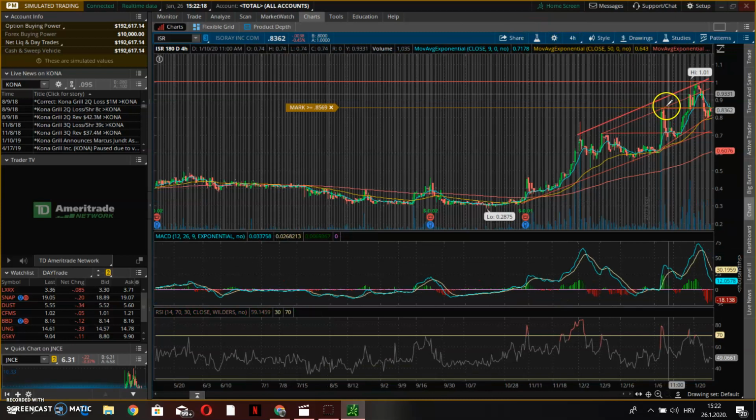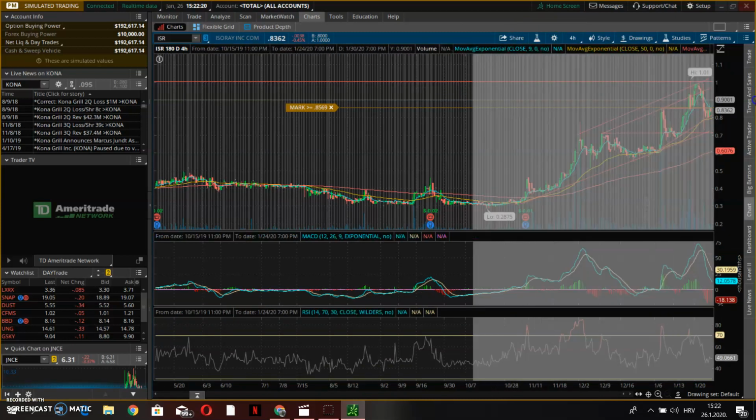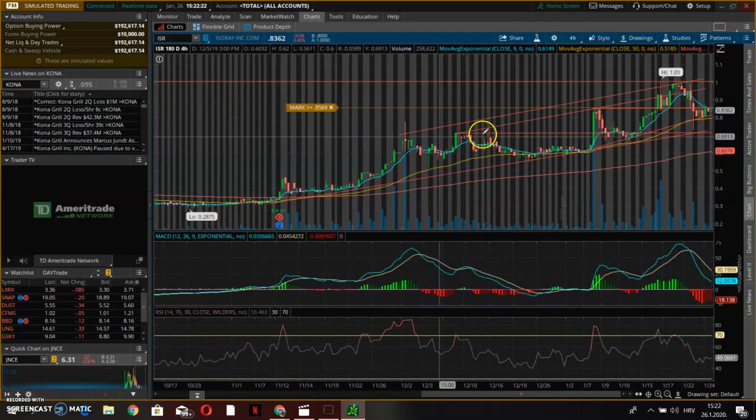Okay, let's go to the smaller time chart. Look at this. We have 3 highs right here. This is 1, 2, 3, and every single time there's the same story. This is resistance.